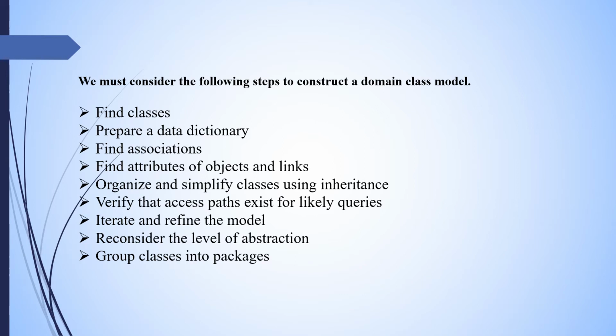For example, in an ATM machine, the packages might be cashier station or ATM, and accounts. In accounts, we have a card, customer, accountant, transaction update, etc. And also banks. These are all the steps we have to consider to build a domain class model.